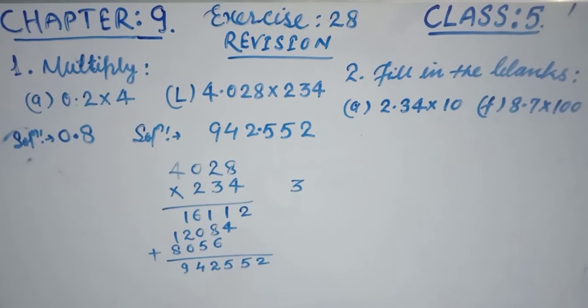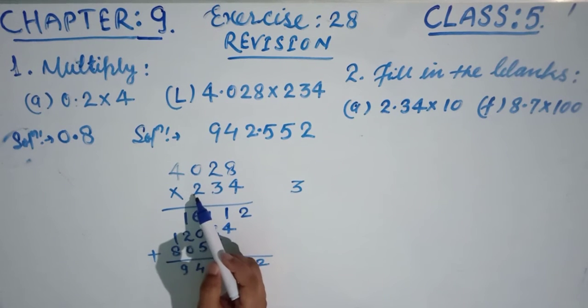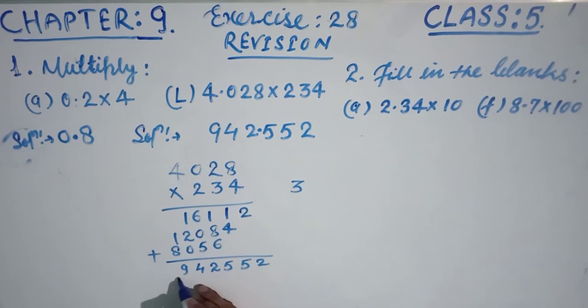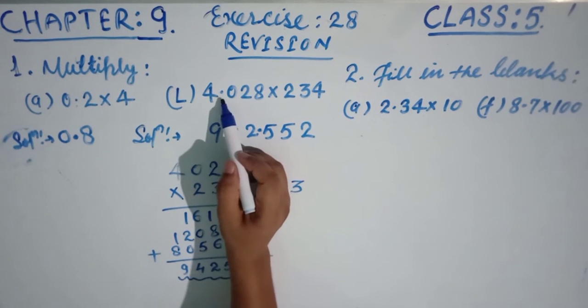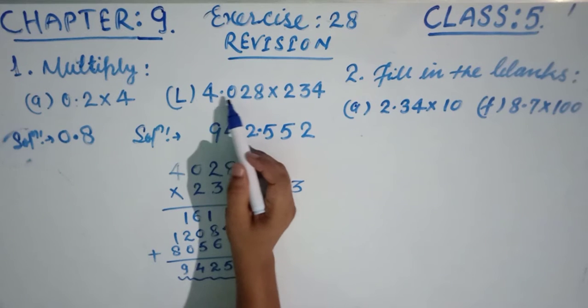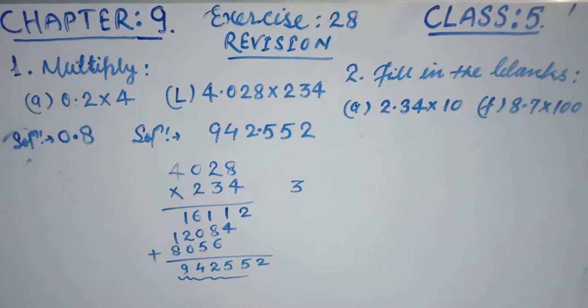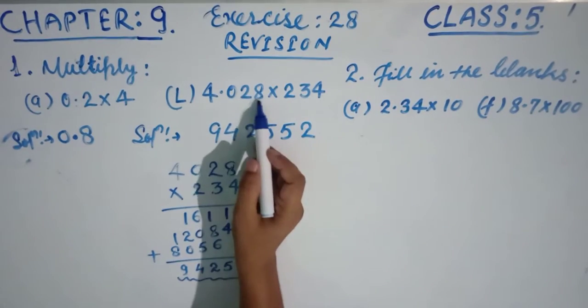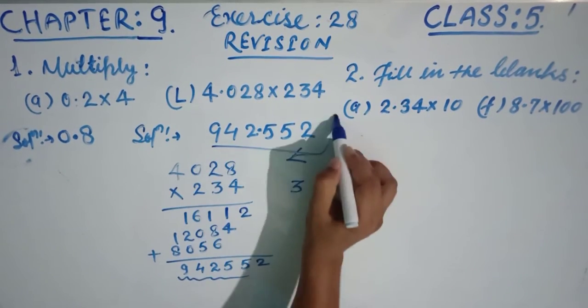Now see friends, first we have to multiply the numerical value 4028 with 234, and we will get 9,42,552. Now see the number of digits after the decimal. This is 3 digits, 1, 2, 3, because this is a decimal with 3 decimal places. Now count from the right-hand side 3 digits, 1, 2 and 3, and place the decimal. So this is the final answer, friends.